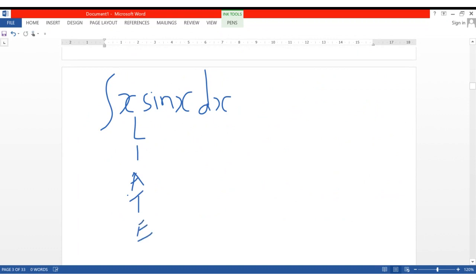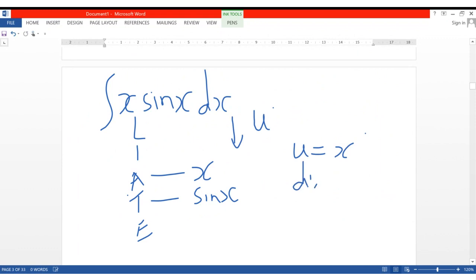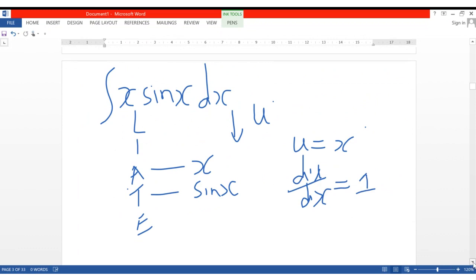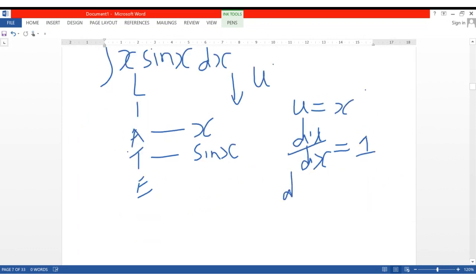So x is here on the algebraic, and then for trigonometric we have sin x. If I'm going down, this one is my u. So it means that our u will be x, which means that du over dx will be given by 1, for sure. Which means that du will be given by dx. Now whatever is remaining there, I'll give it as my dv. So my dv will be sin x dx.